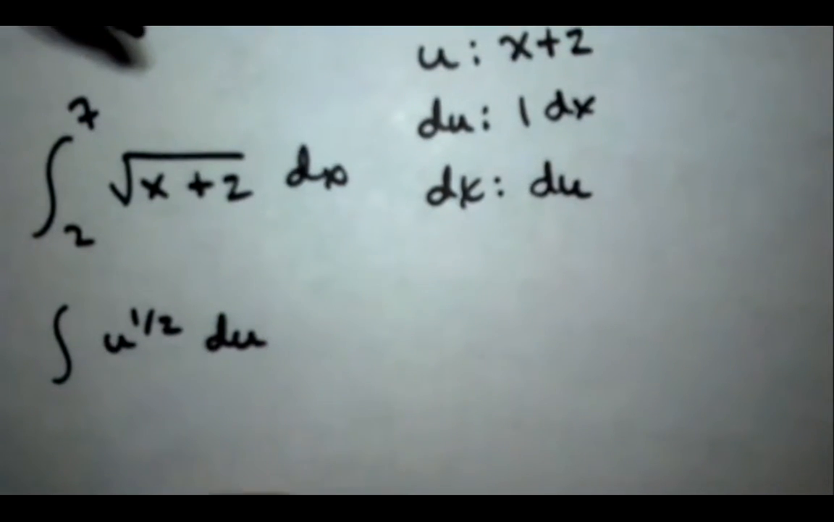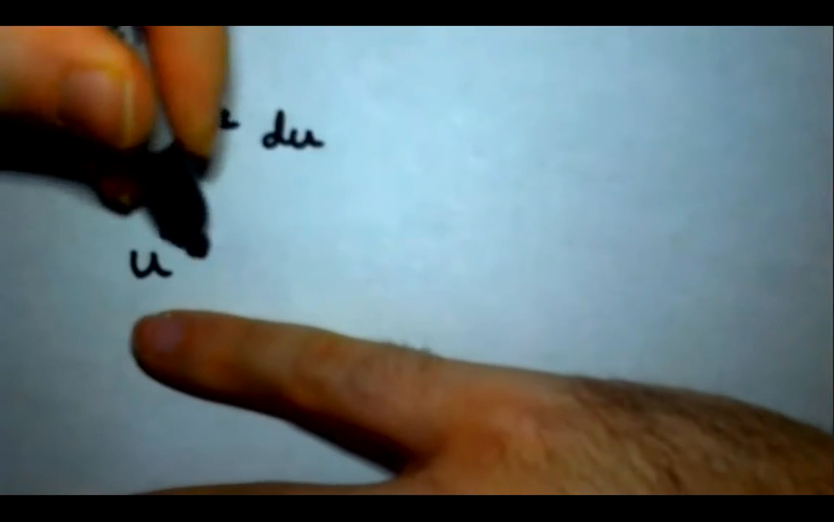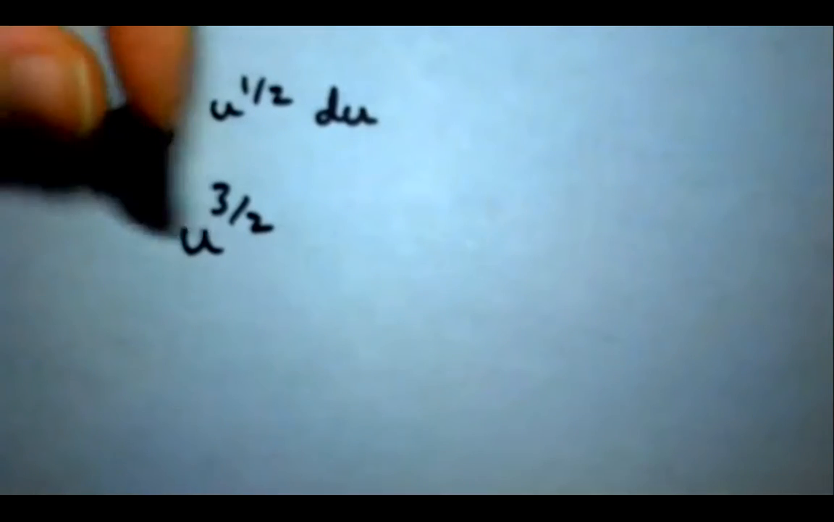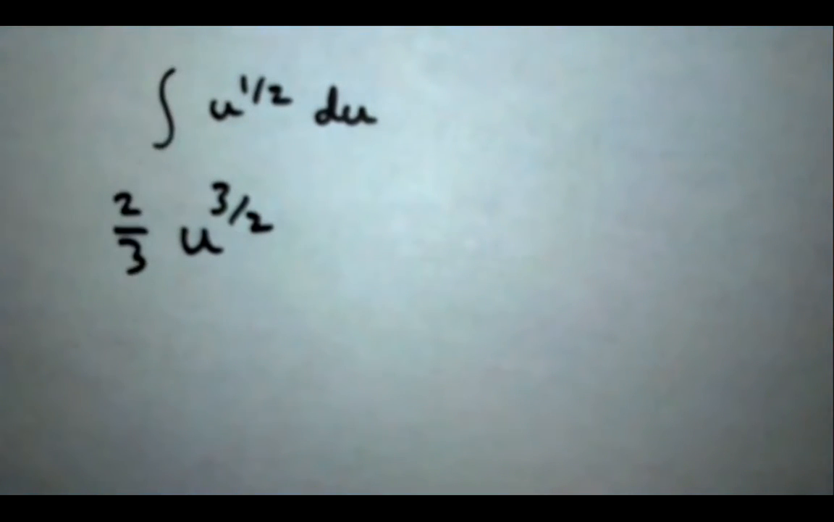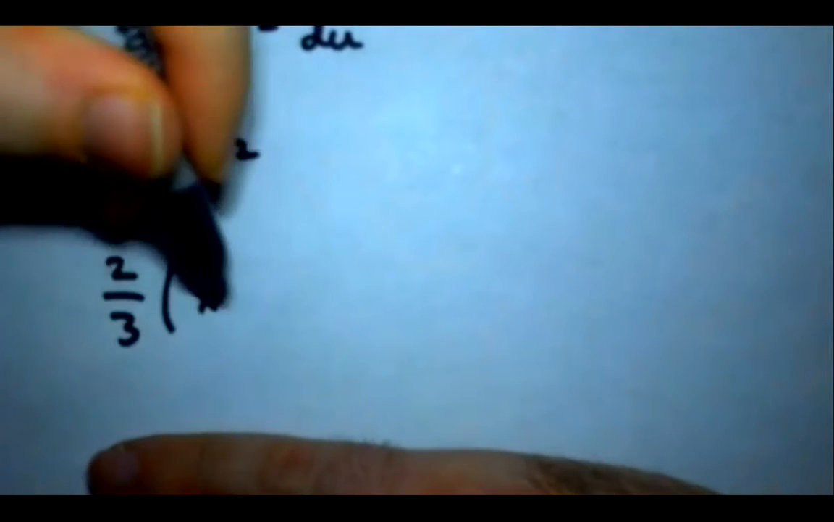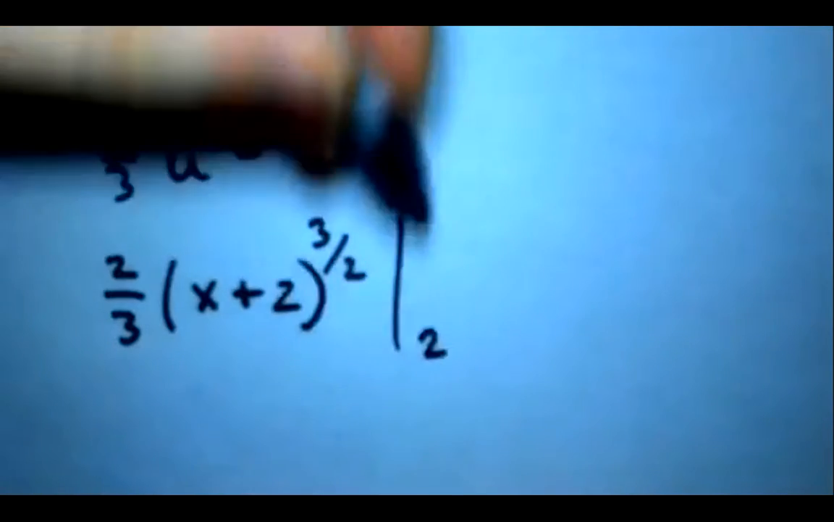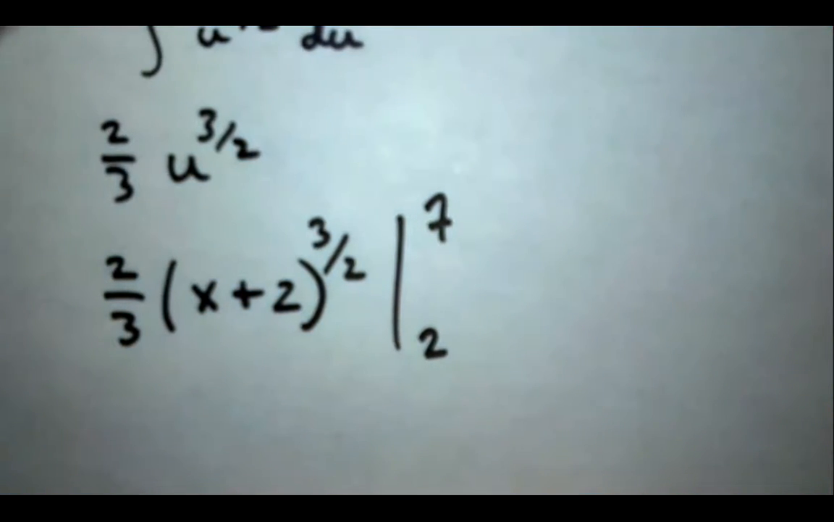And then when you integrate that, we're going to have u to the 3/2 divided by 3/2, but you've done enough of these at this point that hopefully you understand we're just going to make it 2/3. And this time we have bounds. So before we get to the bounds, we need to clean this up. And it's 2/3 (x plus 2) to the 3/2, bounds 2 to 7.